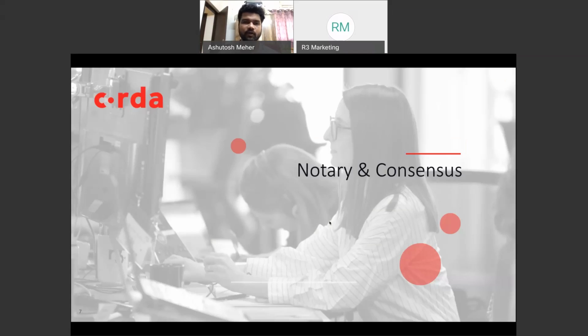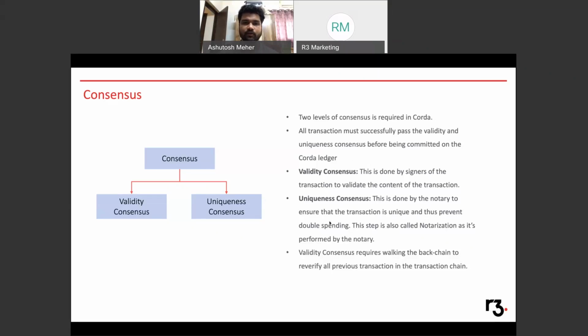All right, moving on to the next section. What we are going to do is learn about notary and consensus. Talking about consensus, every blockchain network has consensus. Consensus is all nodes coming together to decide whether a transaction should go through or not. But consensus in Corda is a little different from other blockchain platforms. Consensus happens at two different levels in Corda, which we call validity consensus and uniqueness consensus. So what are these exactly?